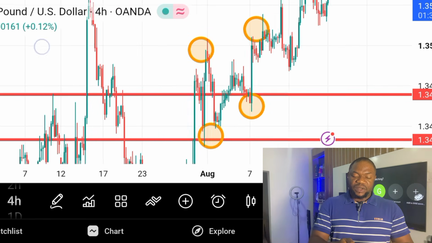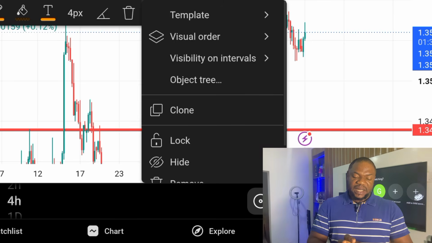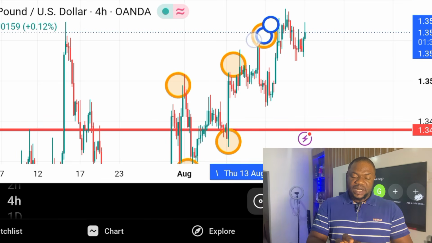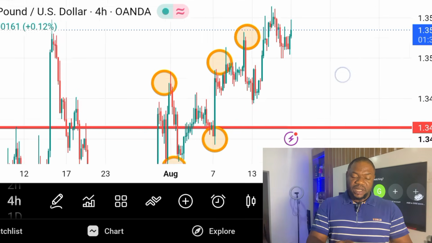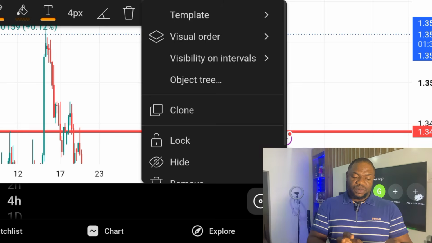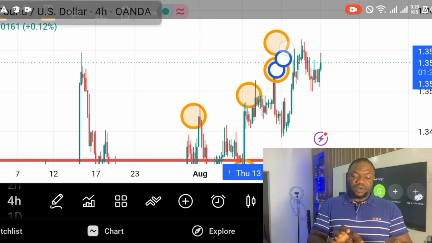Okay, now let us go further. We need another high, right? Now we find another high here. This is another high. This high is higher than the previous high we just made. Okay, now let us look for another low. You can see how you identify that a market is in an uptrend, right?